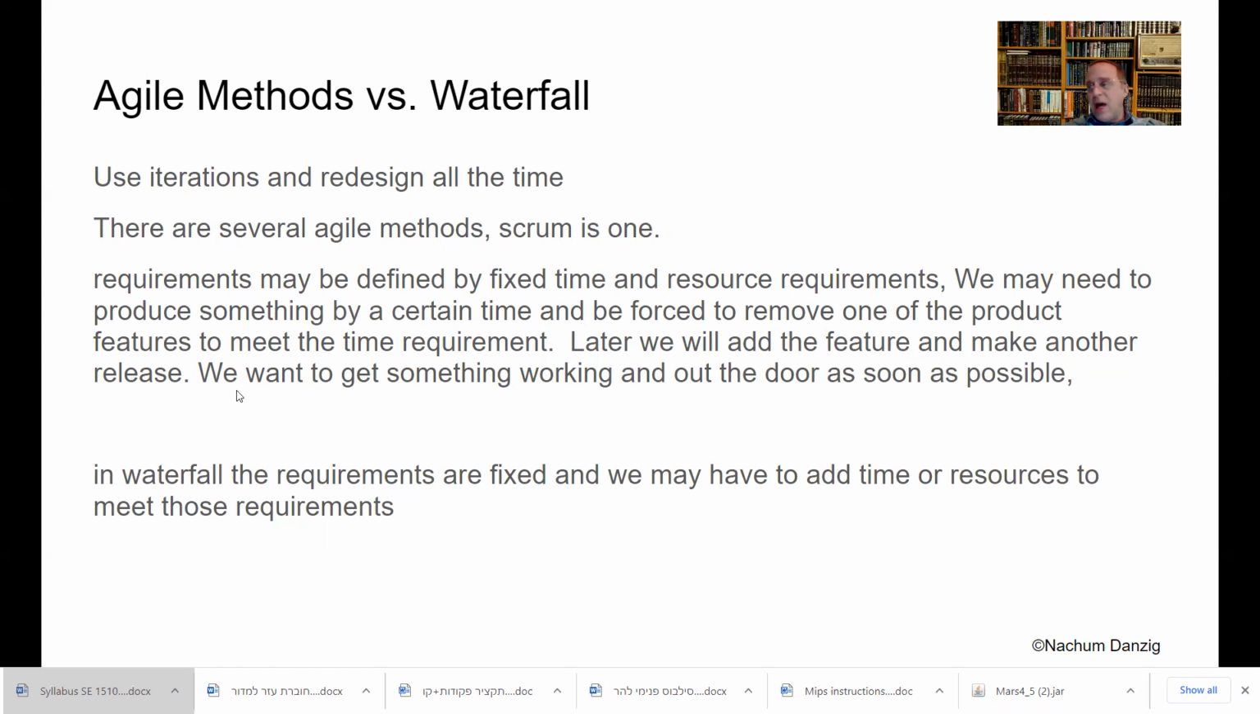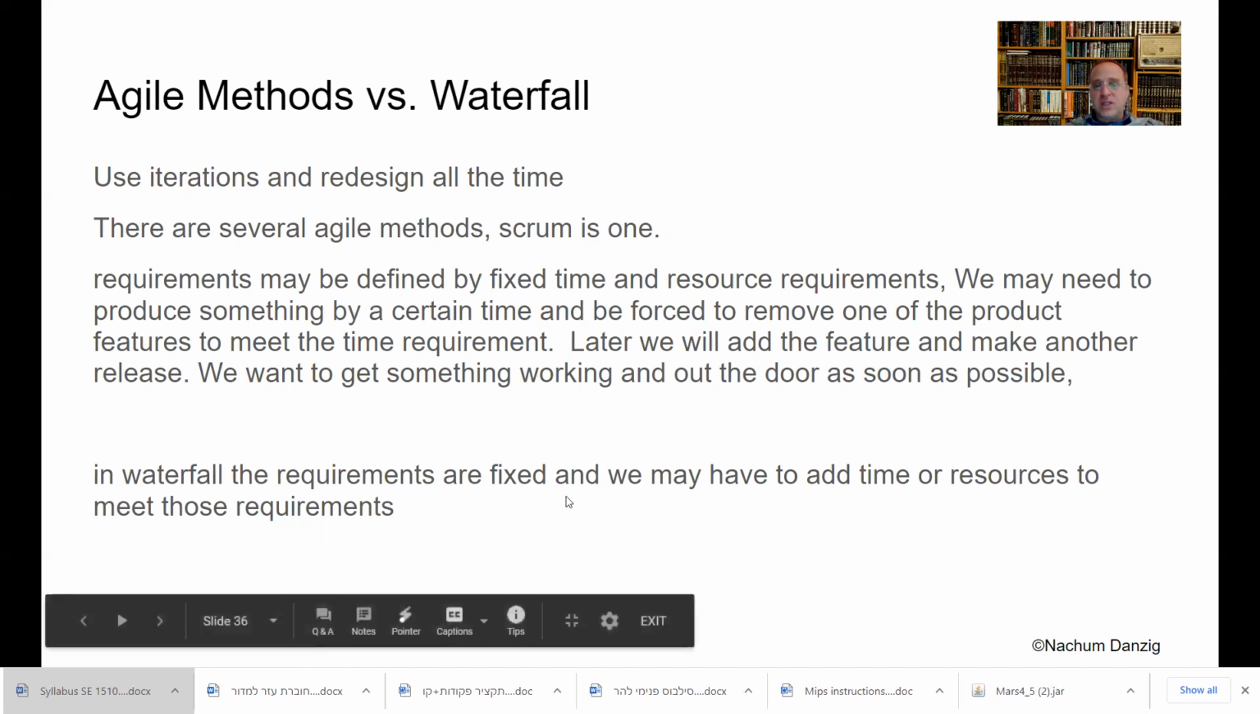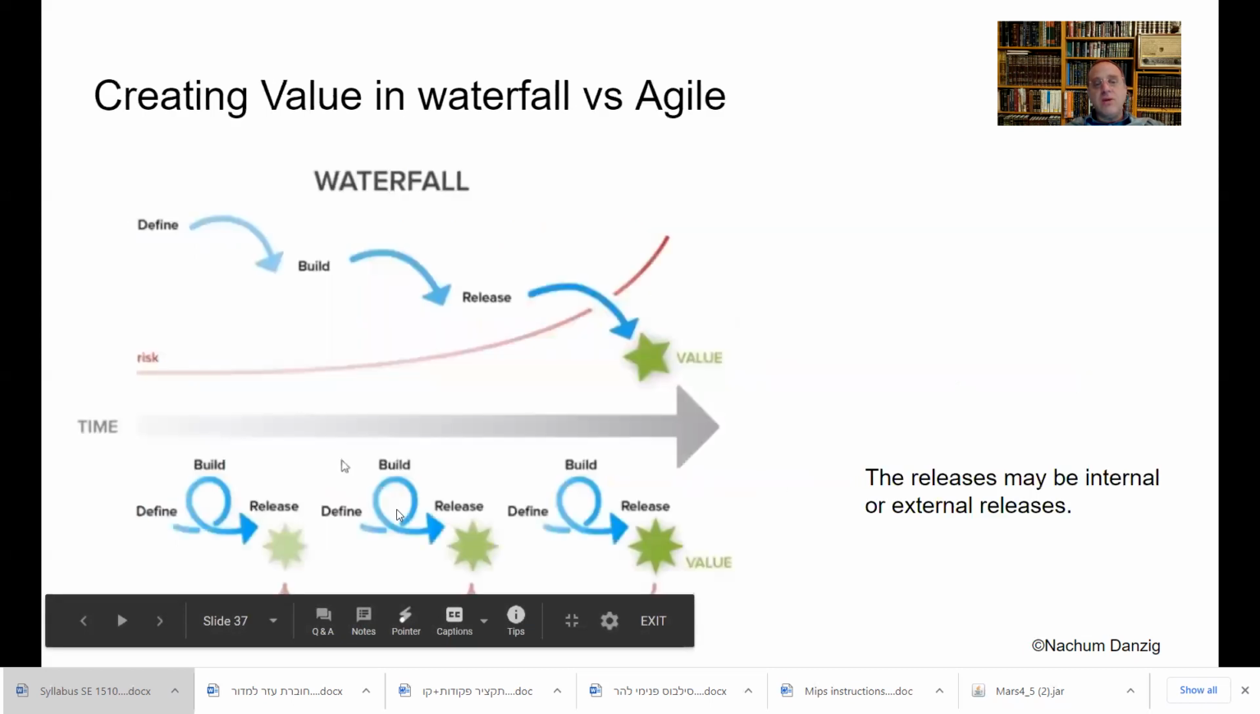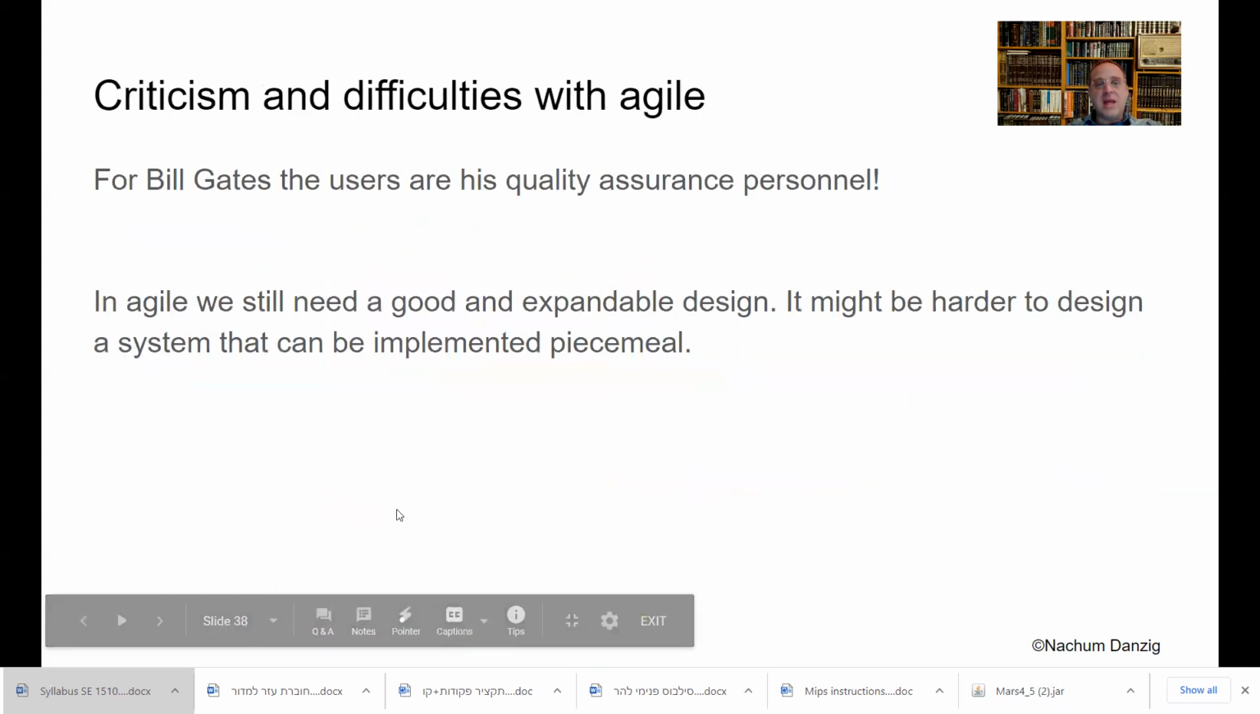You guys are not government bodies, but government bodies may not work this way even now. We want to get something working and out the door as soon as possible, right? Because we want to make money. In Waterfall, the requirements are fixed, and we may have to add time or resources to meet those requirements. That's why the book is called The Mythical Man Month.